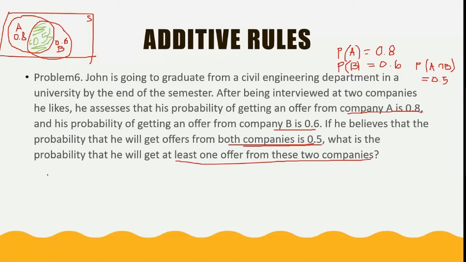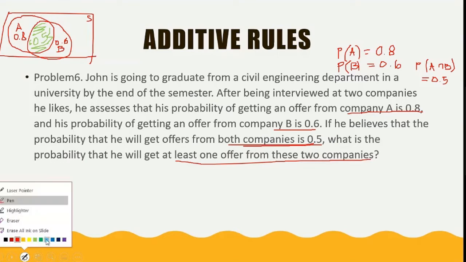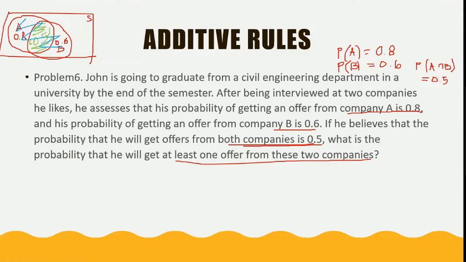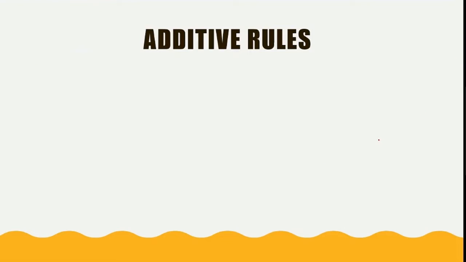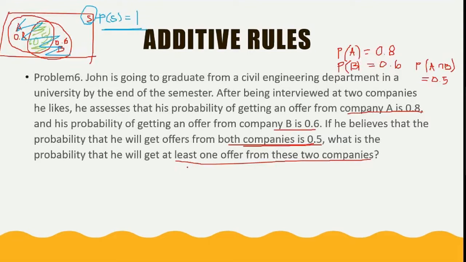Therefore, what is asked is the probability that he will get an offer from either company, which means the union of the two. Now, we cannot directly add 0.8 and 0.6, as that would exceed 1. You have to take note that the probability of the sample space is equal to 1. So, following the given theorems, since there are only two events given, I will just be showing the solution.